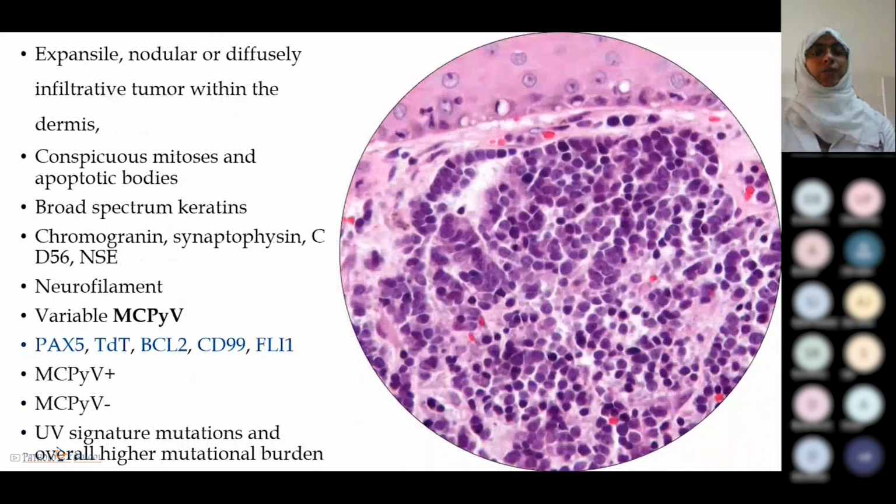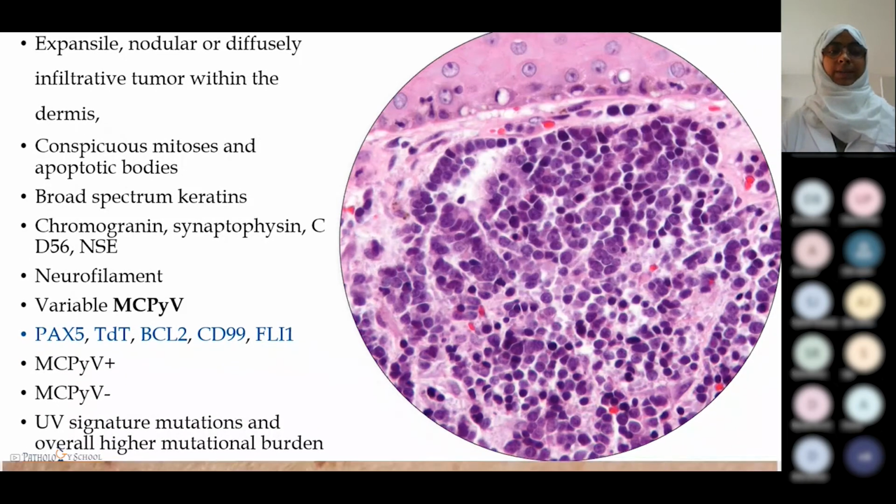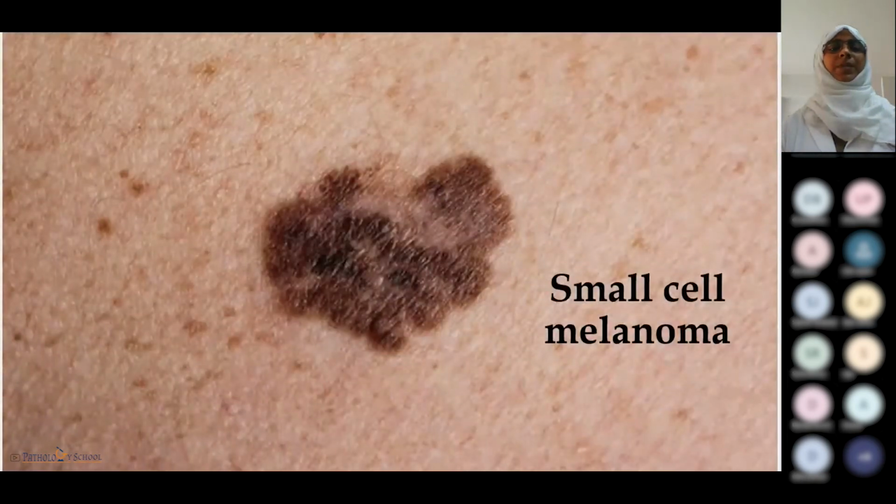When you look at the microscopy, you see the epidermis and the dermis. Now you see an expansile nodular, diffusely infiltrating tumor within the dermis with mitoses and apoptotic bodies, showing positivity for broad spectrum keratins. So the polyomavirus would be positive, but if it's not positive, they harbor more TP53 and RB1 gene mutations. Now comes small cell melanoma.